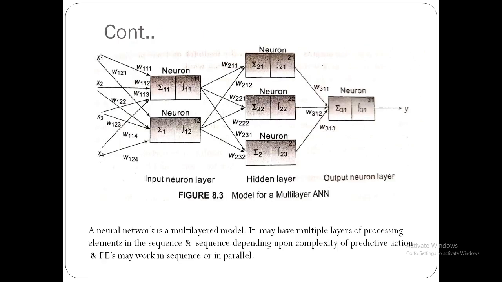See, the neural network is a multi-layered model. If it is a multi-layered model, it is going to have multiple processing elements in sequence. The sequence is going to depend on the complexity of the predictive action. The neurons we have shown here may be in parallel or in sequence. Here, this and this are in sequence. This and this are in parallel. Based on the problem, we are going to keep this one here.